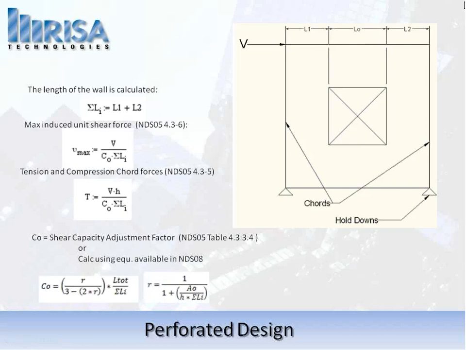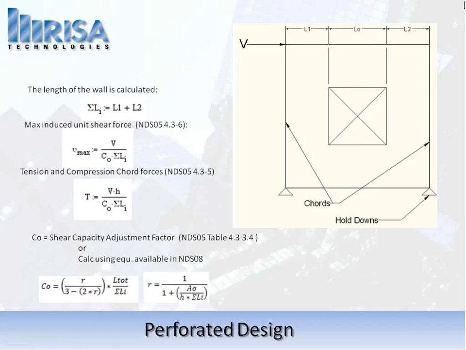But C naught is a number that you want to go back in and adjust. C naught comes right from a table in the NDS, 4.3.3.4. However, the problem with that table is that you can run off it. It gives you wall heights of 8 foot and 10 foot. Well, we don't just let you do 8 and 10, right? We let you build whatever wall type you need.